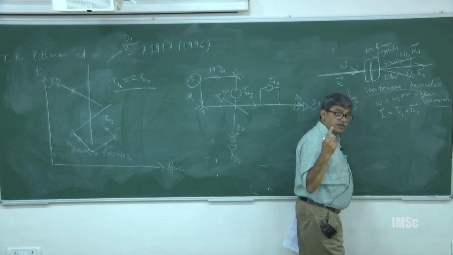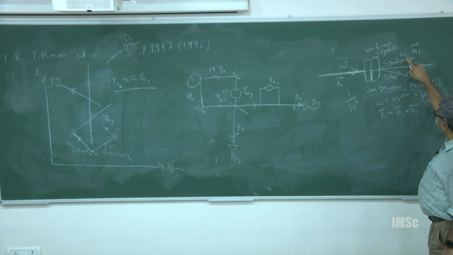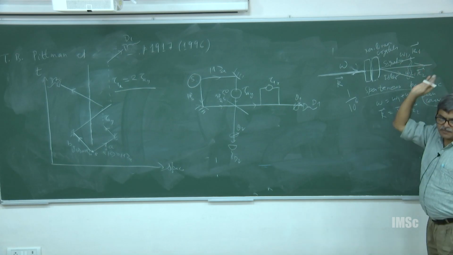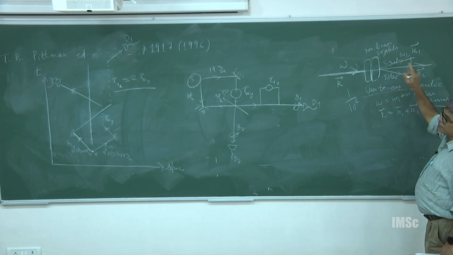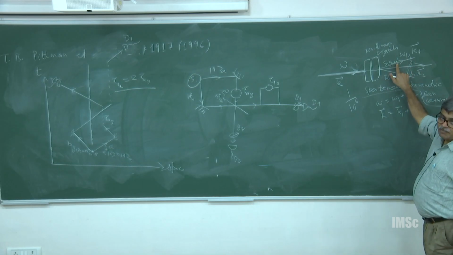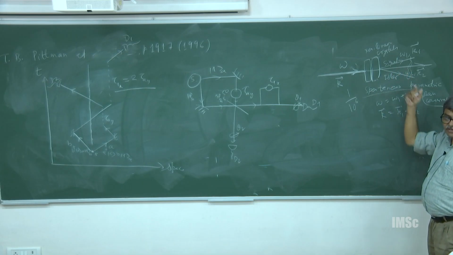So I can take for example omega is equal to omega 1 is equal to omega 2, k1 is equal to k2, that is possible. But in that case, what is different is the polarization. So if this is horizontally polarized, this has to be vertically polarized or vice versa. So there is a difference in polarization.